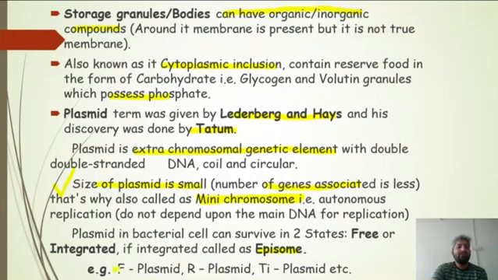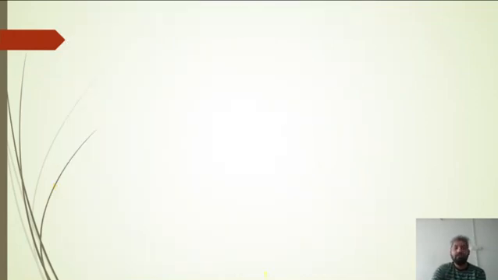For example, F plasmid is responsible for fertility factor, R plasmid provides resistance, and Ti plasmid is the tumor inducing plasmid present in Agrobacterium tumefaciens, which causes crown gall disease in plants. Root nodules form there. Okay. Now next we will be talking about the cell wall.